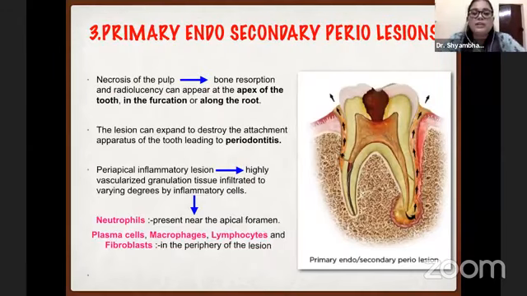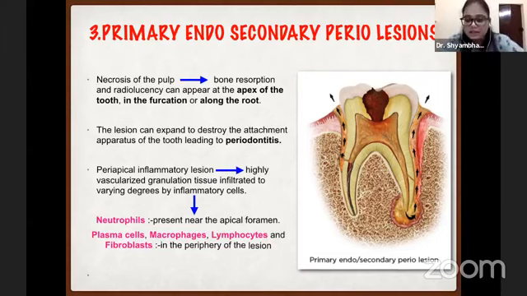Now, in the case of a primary endodontic and secondary periodontal lesion, there is basically necrosis of the pulp that is seen, because of which bone resorption and radiolucency can appear at the apex of the tooth and in the furcation along with the root. The lesion can expand to destroy the attachment apparatus of the tooth, leading to periodontitis. Periapical inflammatory lesions basically form because highly vascularized granulation tissue will be present, and it will be infiltrated to varying degrees by inflammatory cells. So the periapical inflammatory cavity will mostly consist of granulation tissue, which will have neutrophils, plasma cells, macrophages and lymphocytes in abundance.